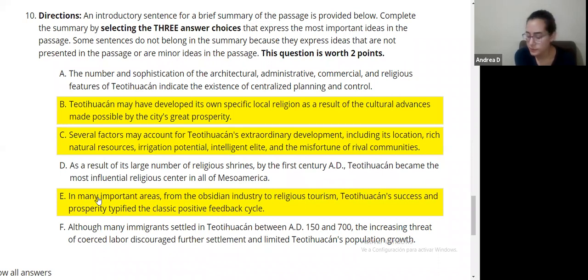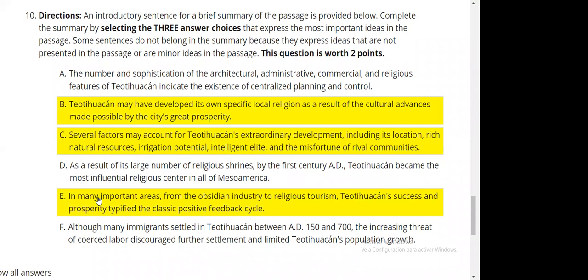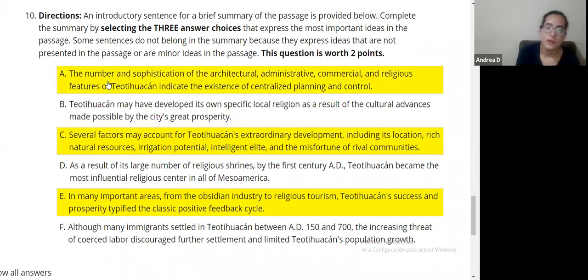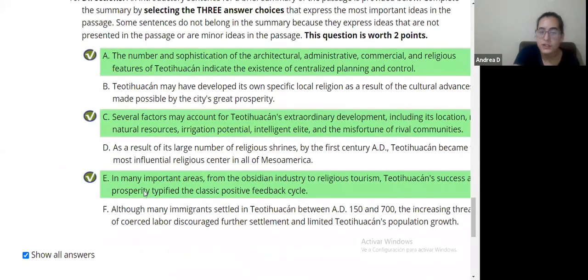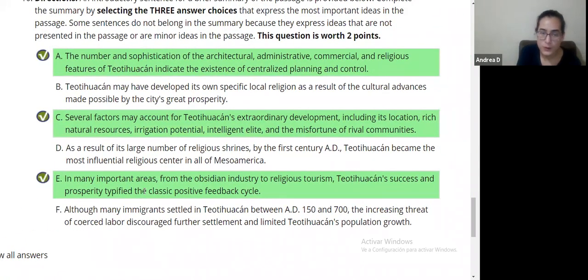Anyone else? A, C, and E. Okay, A, C, and E. So let's look at the answers. Okay, so they were actually A, C, and E. So you guys were close.